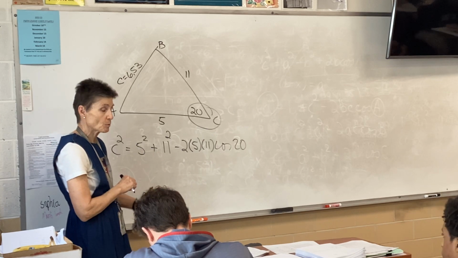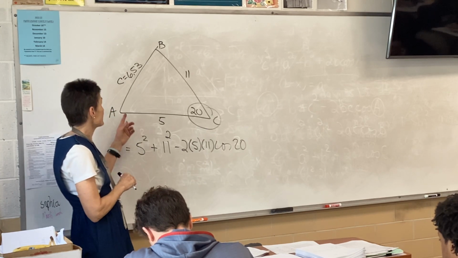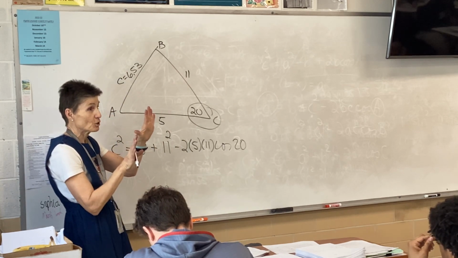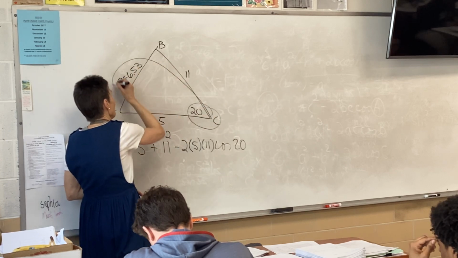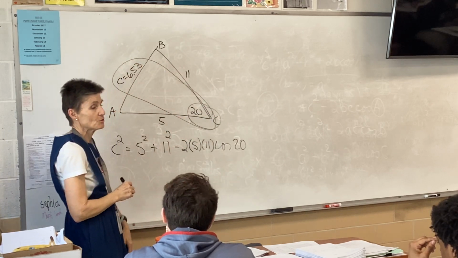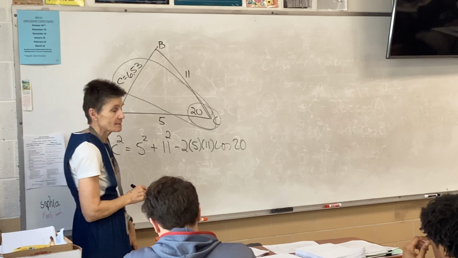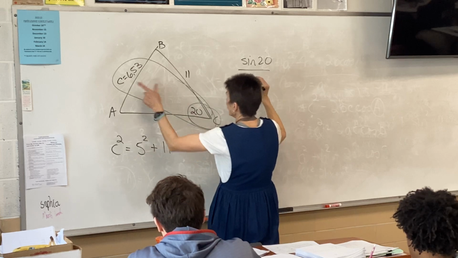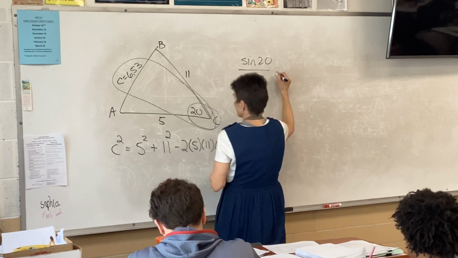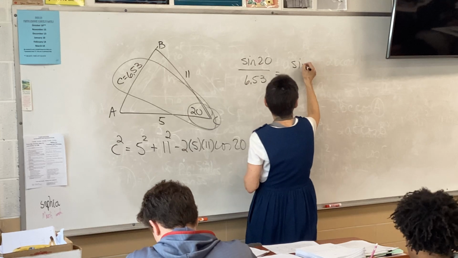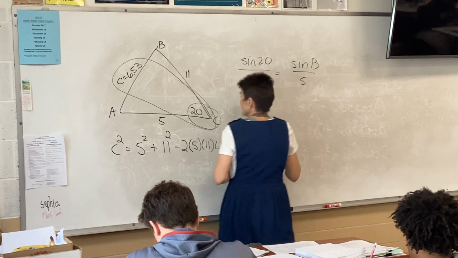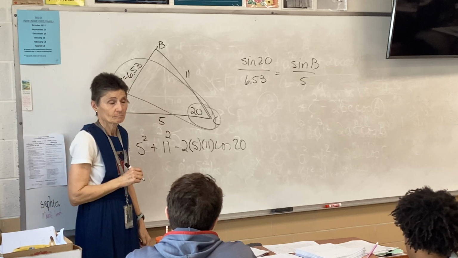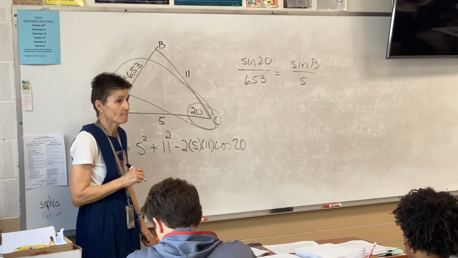All right, but our directions were to solve. We're not done with this problem. We still need to find these two angles. But, ready for the good news? What have we got now? Now we've got what we need to do the law of sines. Here we go. Sine 20 over 6.53 equals sine B over 5. Would you agree with that?